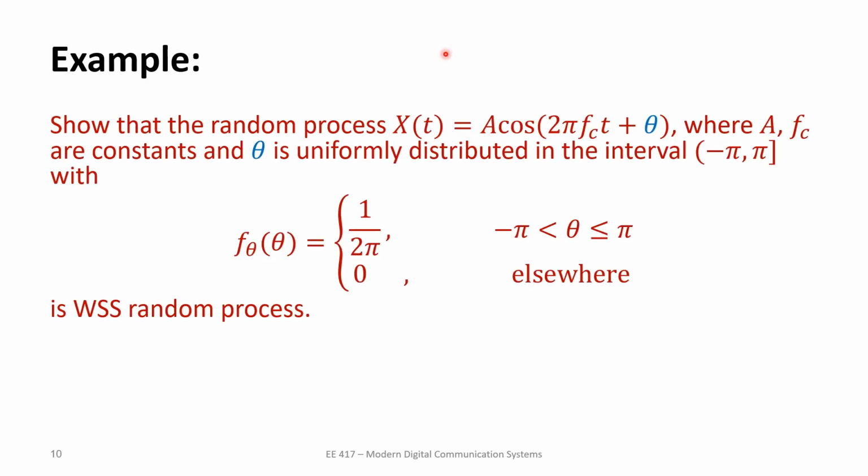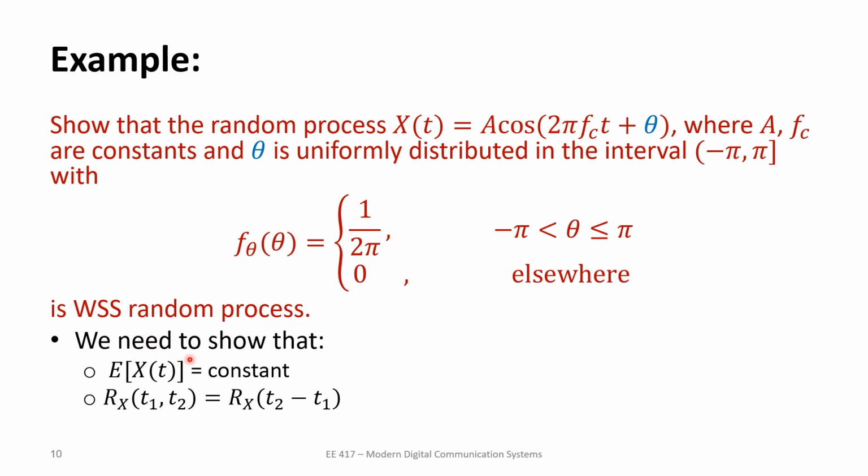Let's look at this example. Show that the random process, where A and Fc are constants and theta is uniformly distributed between minus pi and pi, is a wide-sense stationary random process. There are two conditions that we have to test. First, we need to make sure that the mean of this random process is constant, and the second thing is we have to make sure that the autocorrelation is only a function of the time difference rather than specific times. So in the next slide, I'll go over this solution.